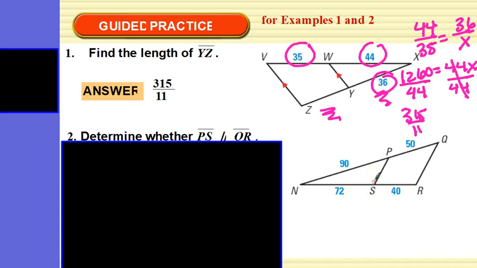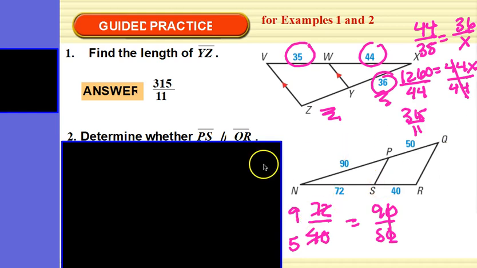Determine whether PS is parallel to QR. Well, if it's parallel, then 72 is to 40 as 90 is to 50. Well, that would be 9/5. What about here? Is this going to be 9/5? 8 goes in here 5 times. Does 8 go in here 9 times? It does. So then they are proportional, therefore it is parallel.